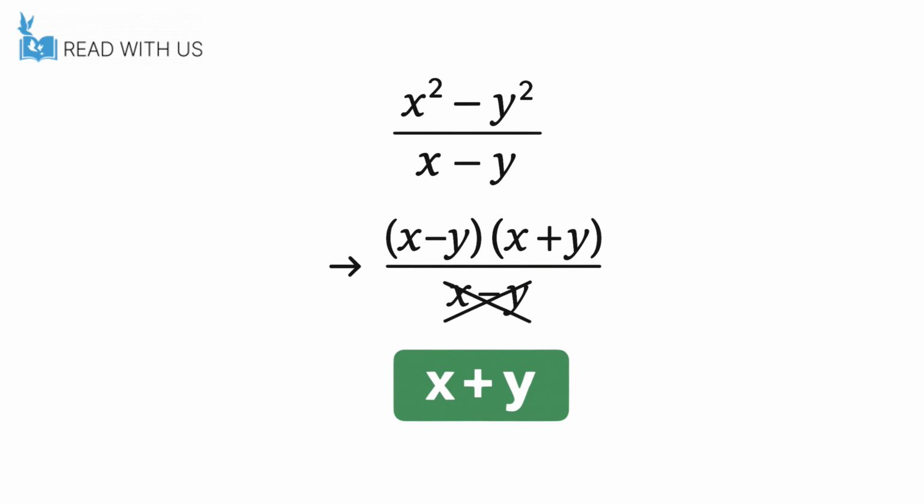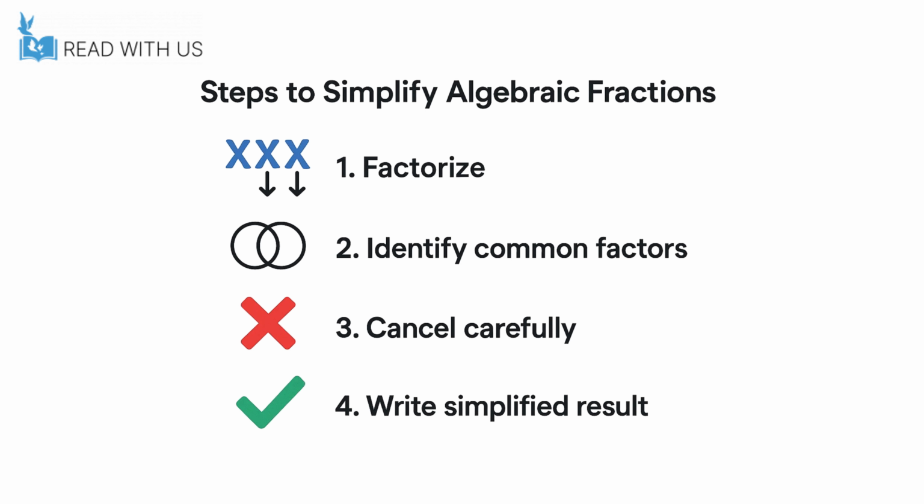So the key steps are: factorize the numerator and denominator if possible. Identify common factors. Cancel them carefully. Write the simplified result. That's how you simplify algebraic fractions. With practice, this will become second nature.